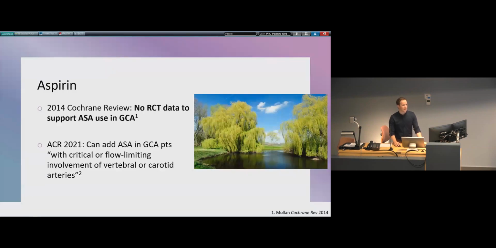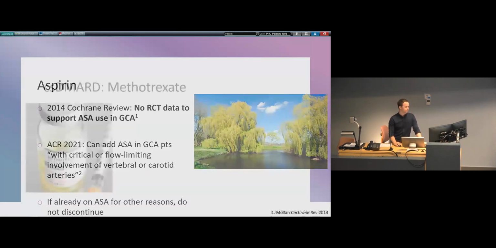And so ACR's recommendation in 2021 is that aspirin is something that can be added in GCA patients with either critical or flow limiting involvement of, they limit it to, vertebral or carotid arteries. And if they're already on aspirin, we wouldn't recommend stopping treatment. We in Canada open this up to basically any flow limiting stenosis, and even with ischemic symptoms. So things like jaw claudication, certainly any ophthalmologic symptoms or limb claudication, we have a low threshold to start it.